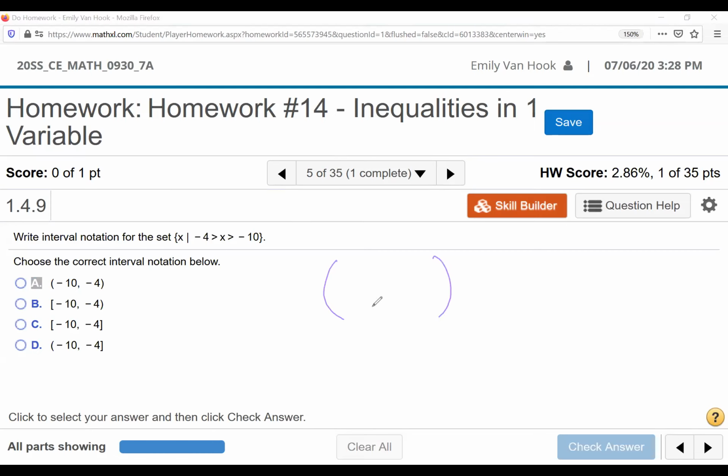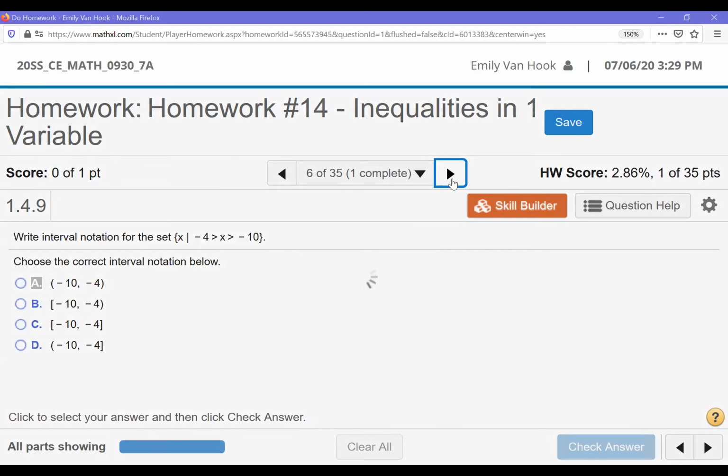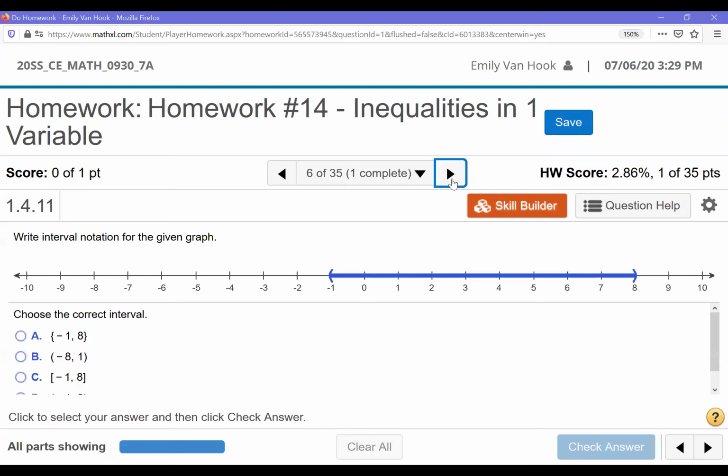So that pretty much narrows it down. It would be important to rewrite this though. A better way to rewrite this inequality would look like this: -10 is less than x, which is less than -4. See how I've rewritten it and just put the numbers in order. So it should be parentheses, -10, comma, -4, and then close the parentheses. And that would be choice A. That's another compound inequality.